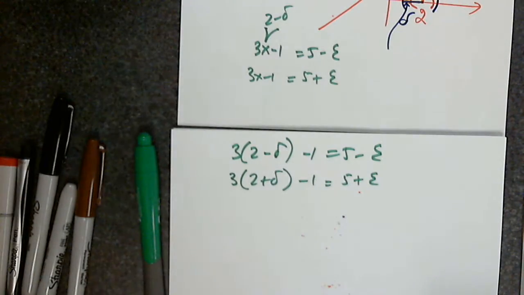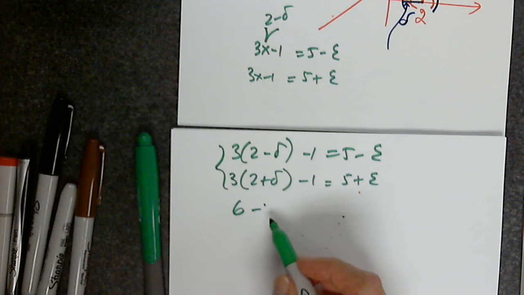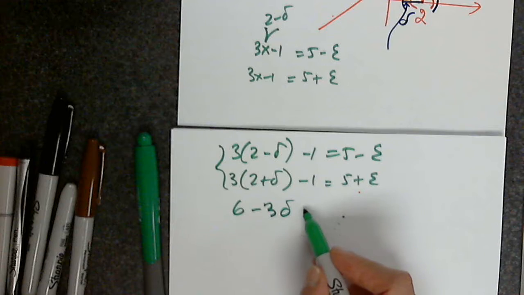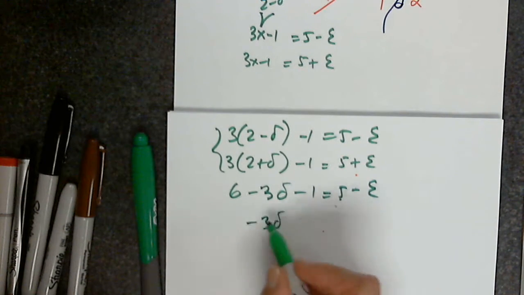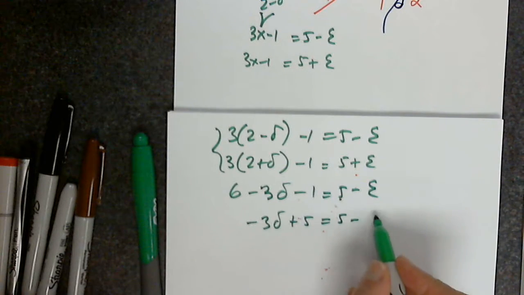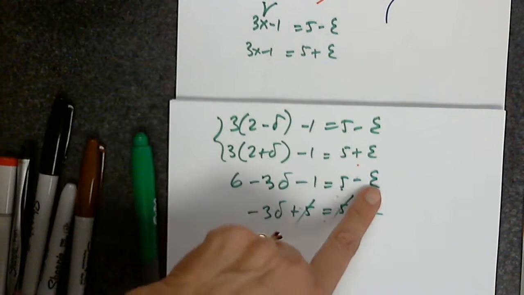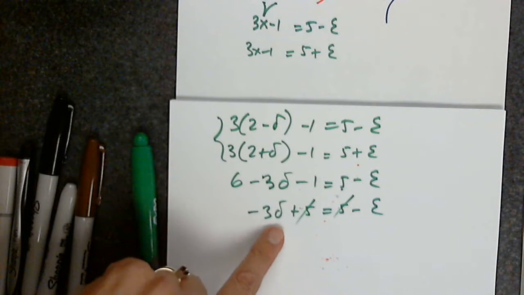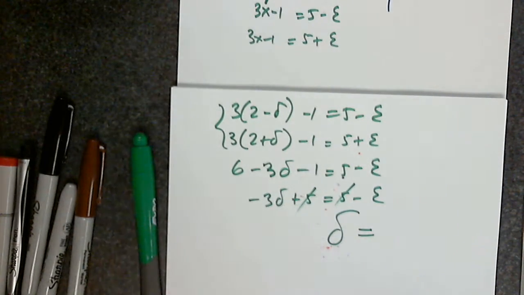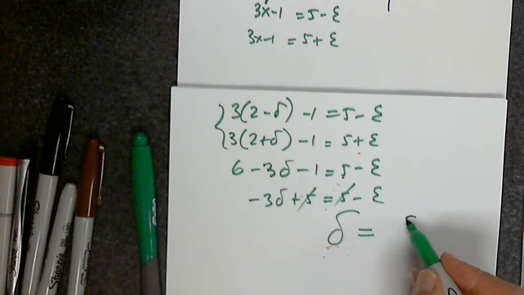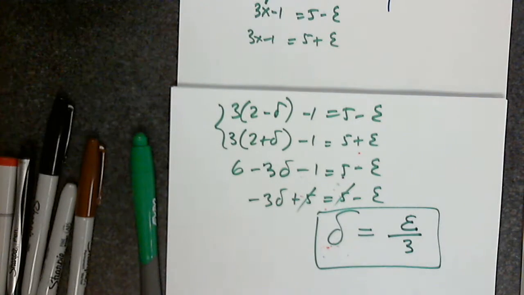So let's solve. I'm solving for delta, of course. I'm solving the first one. So 6 minus 3 delta minus 1 equals 5 minus epsilon. So negative 3 delta plus 5 equals 5 minus epsilon, right? 6 minus 1 is 5, 5 on this side, negative epsilon. So I have negative 3 delta equals negative epsilon. What is the conclusion about delta? Very good. So that's from the first one.